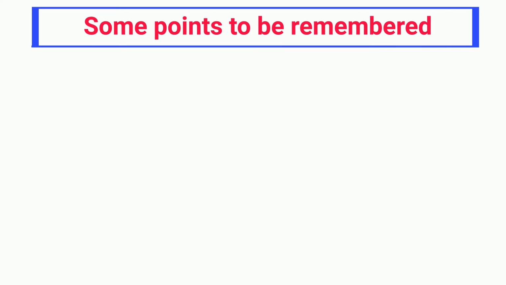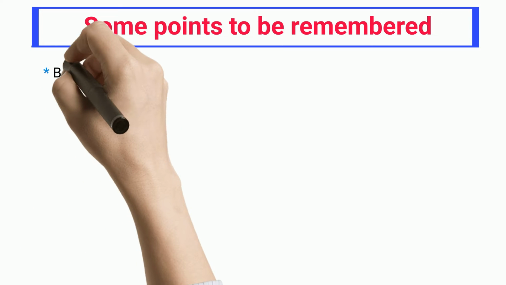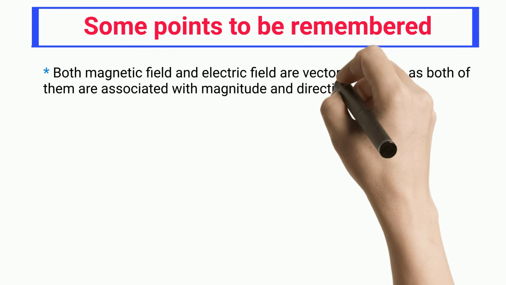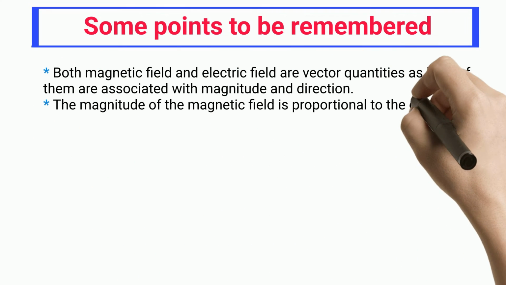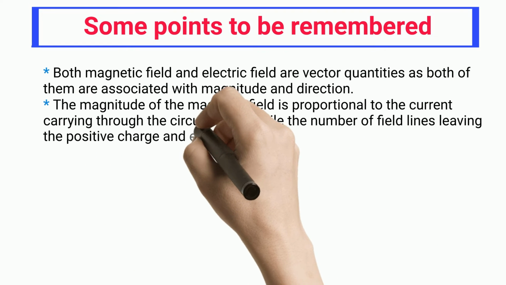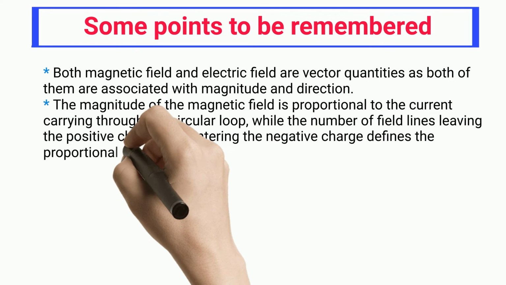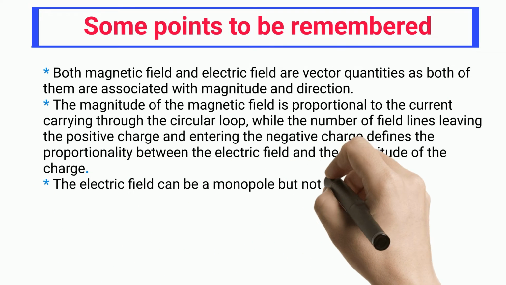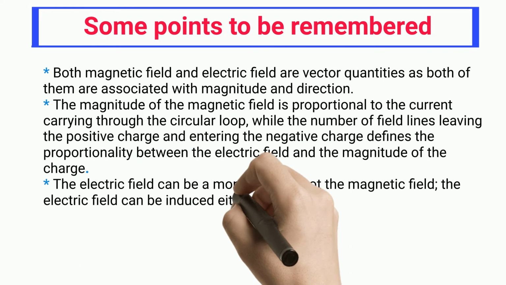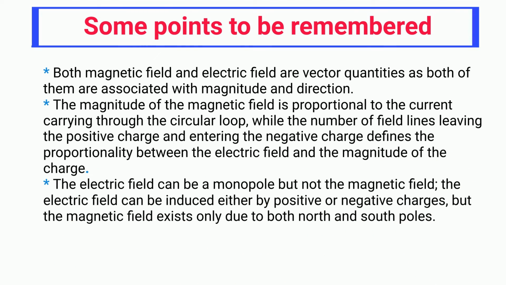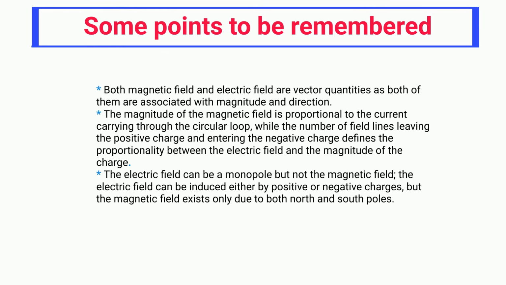Some points to be remembered. Both magnetic field and electric field are vector quantities, as both of them are associated with magnitude and direction. The magnitude of the magnetic field is proportional to the current carried through the circular loop, while the number of field lines leaving the positive charge and entering the negative charge defines the proportionality between the electric field and the magnitude of the charge. The electric field can be a monopole but not the magnetic field. The electric field can be induced either by positive or negative charges, but the magnetic field exists only due to both north and south poles.